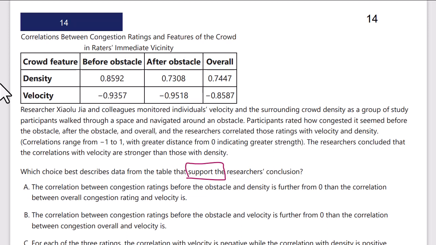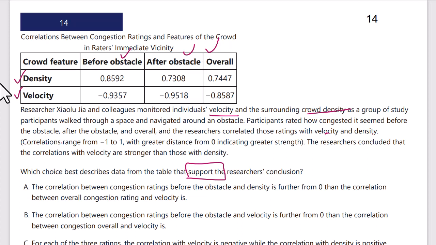Researchers and colleagues monitor individuals' velocity and surrounding crowd density as a group of study participants walk through a space, navigated around an obstacle. Participants rated how congested it seemed before the obstacle, after the obstacle, and overall. We've got before, after, overall, and we have the two measurements of density and velocity. Okay? And the researchers correlated these ratings with velocity and density.